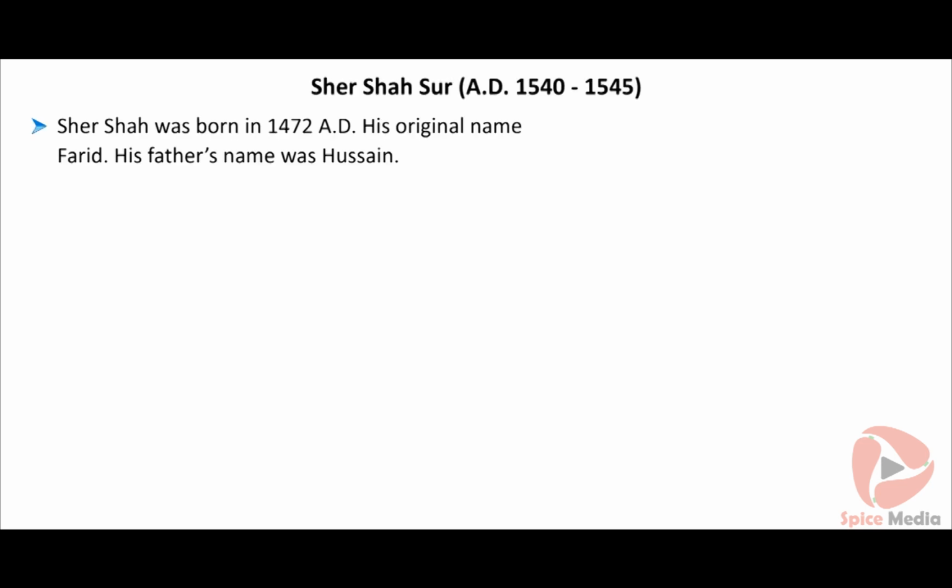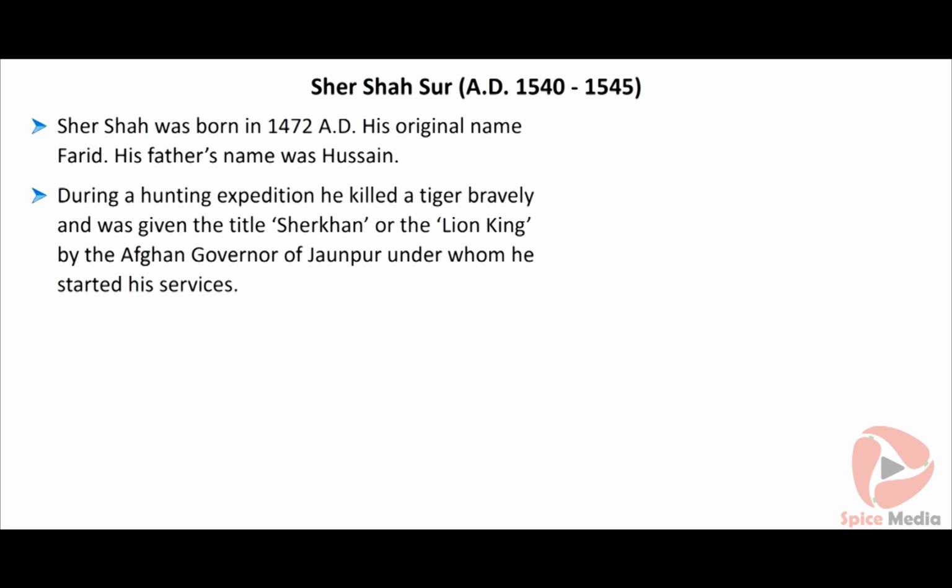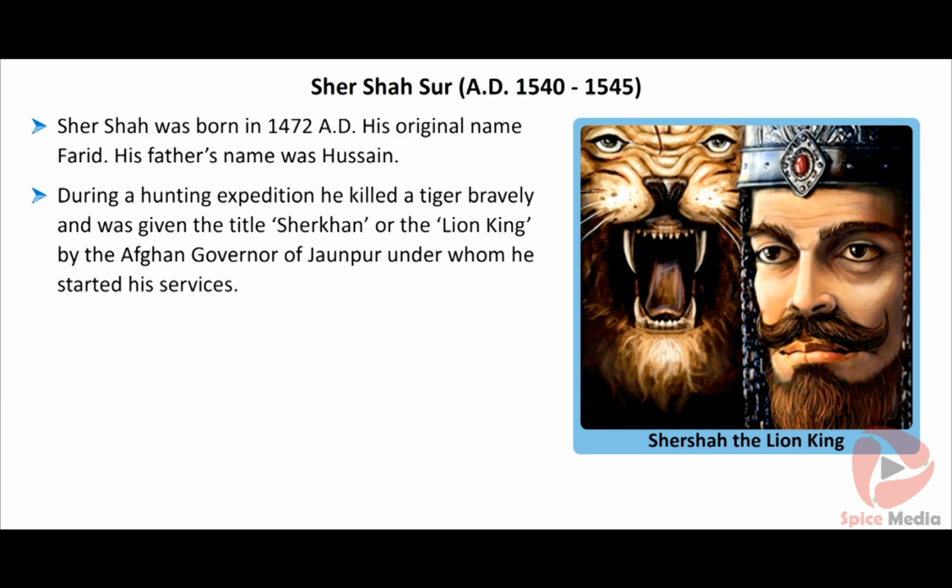Sher Shah was born in 1472 AD. His original name was Farid, his father's name was Hussein. During a hunting expedition, he killed a tiger bravely and was given the title Sher Khan or the Lion King by the Afghan governor of Jaunpur, under whom he started his services.